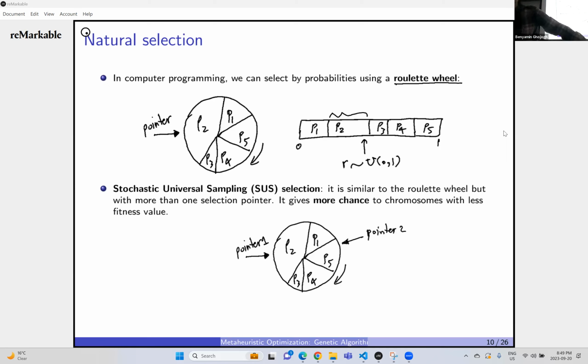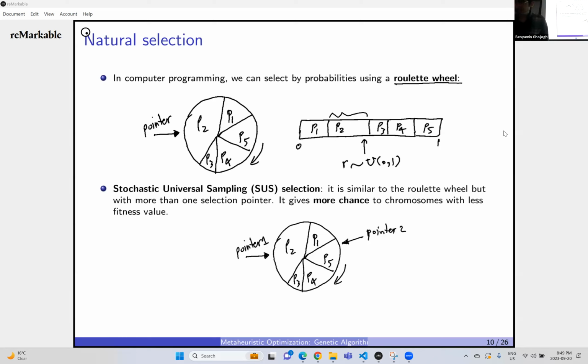The order doesn't matter much, because they sum to 1, and the more probable has more chance. Then you generate a uniform random number between 0 and 1. It gives you the pointer. Where does it fall? Then you select that. Did you understand how we implemented the roulette wheel in a programming language? Okay, interesting.